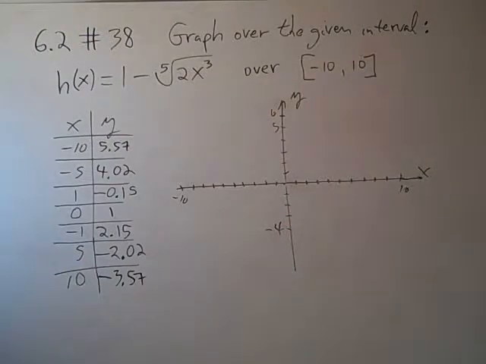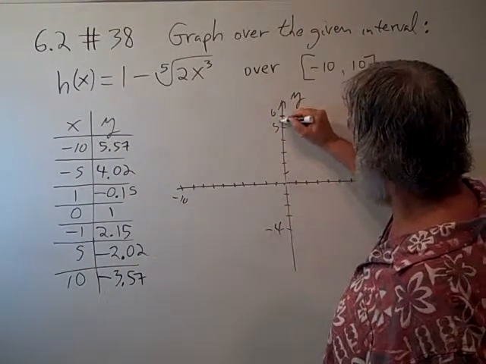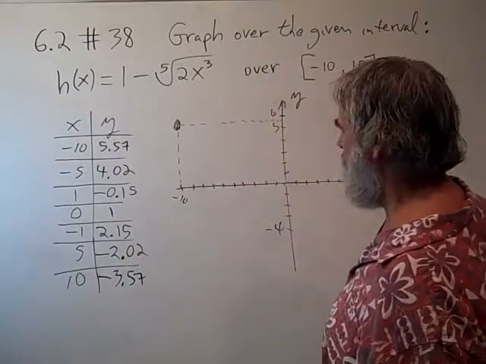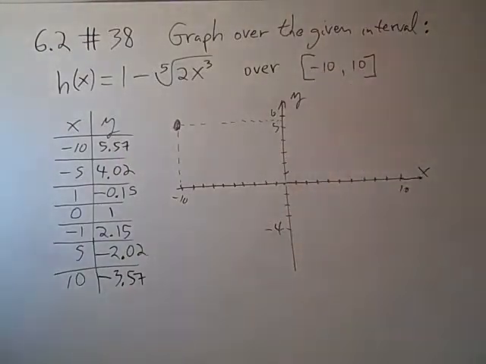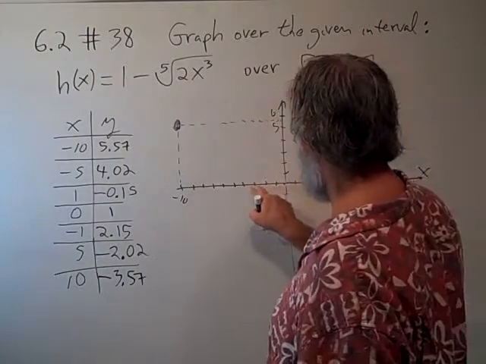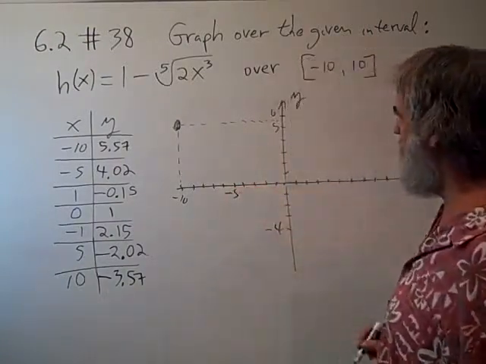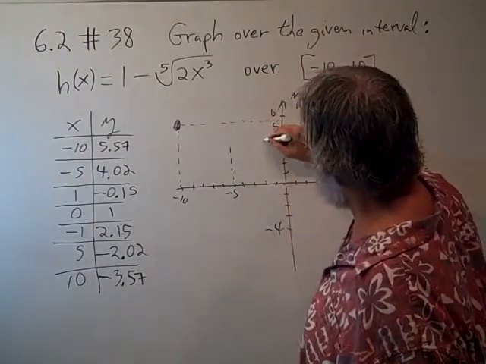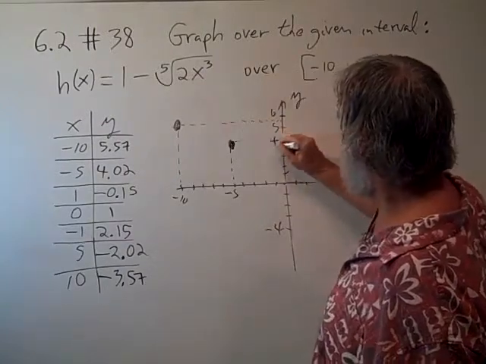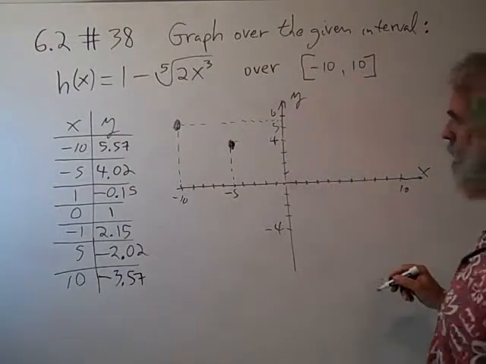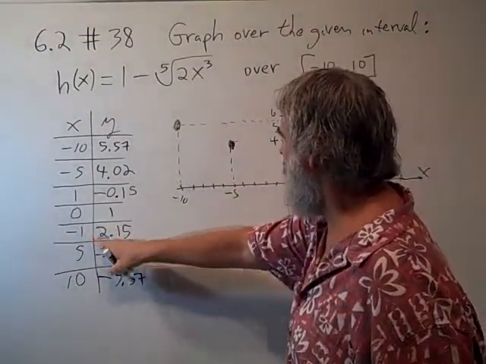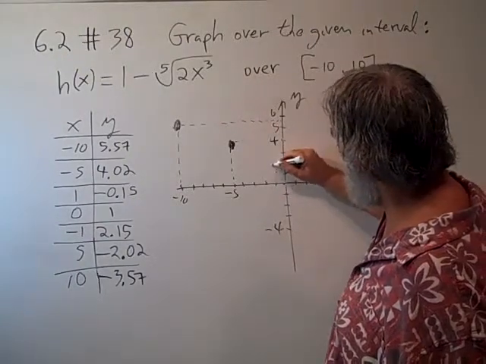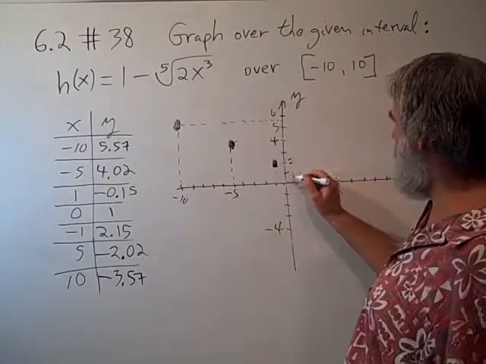Okay, so let's plot these points. Negative 10, you go up to 5.75, which is a little bit between 5 and 6 here. So there's our first point. Then the next point is at negative 5. And at negative 5, we go up to 4.02, just about a height of 4. We end up at this point. Then at negative 1, we go to 2.15. There's 2. So 2.15 is about here.